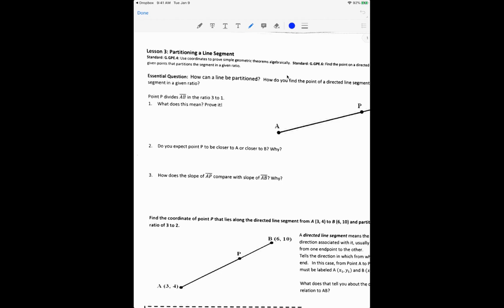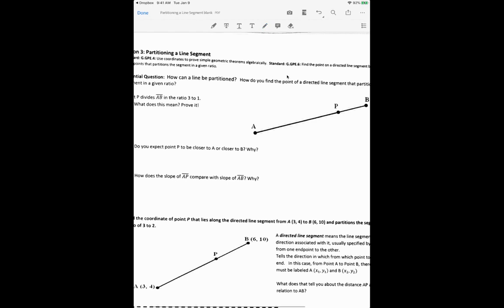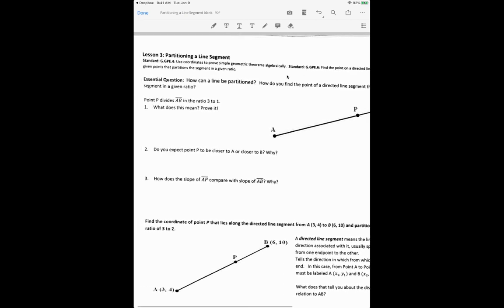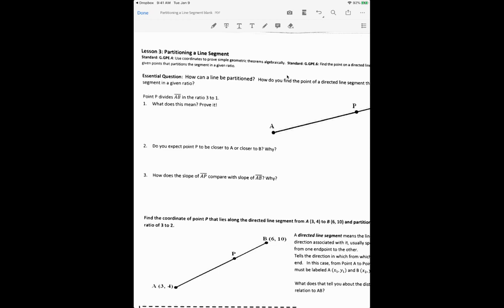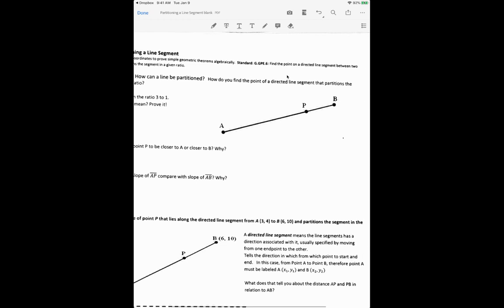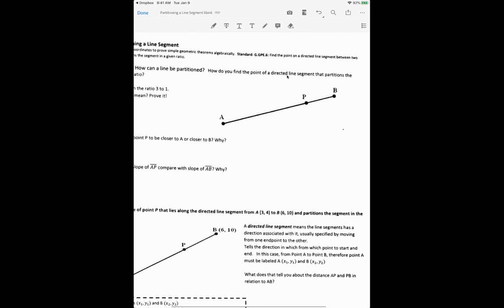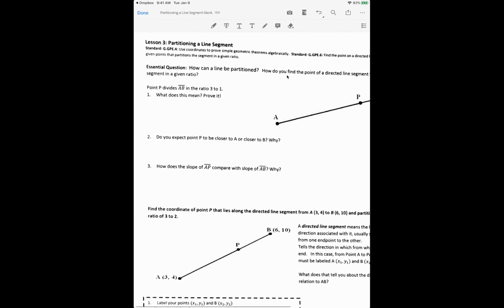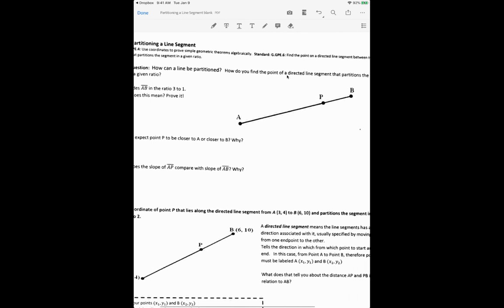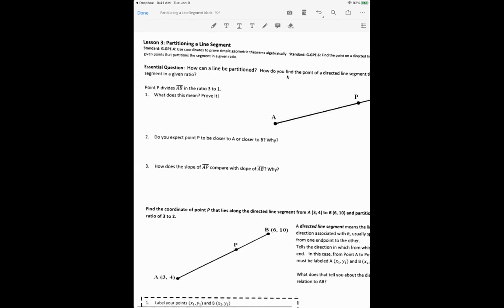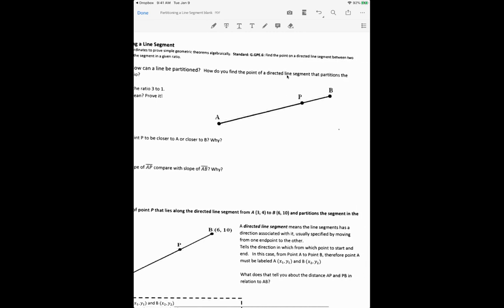So today we're going to be talking about how can line segments be partitioned? How do we find the point of a directed line segment that partitions the segment in a given ratio? So this first diagram here, we have segment AB, and then we have a point P, and it tells us that point P divides AB in the ratio 3:1. What does this mean? And prove it.